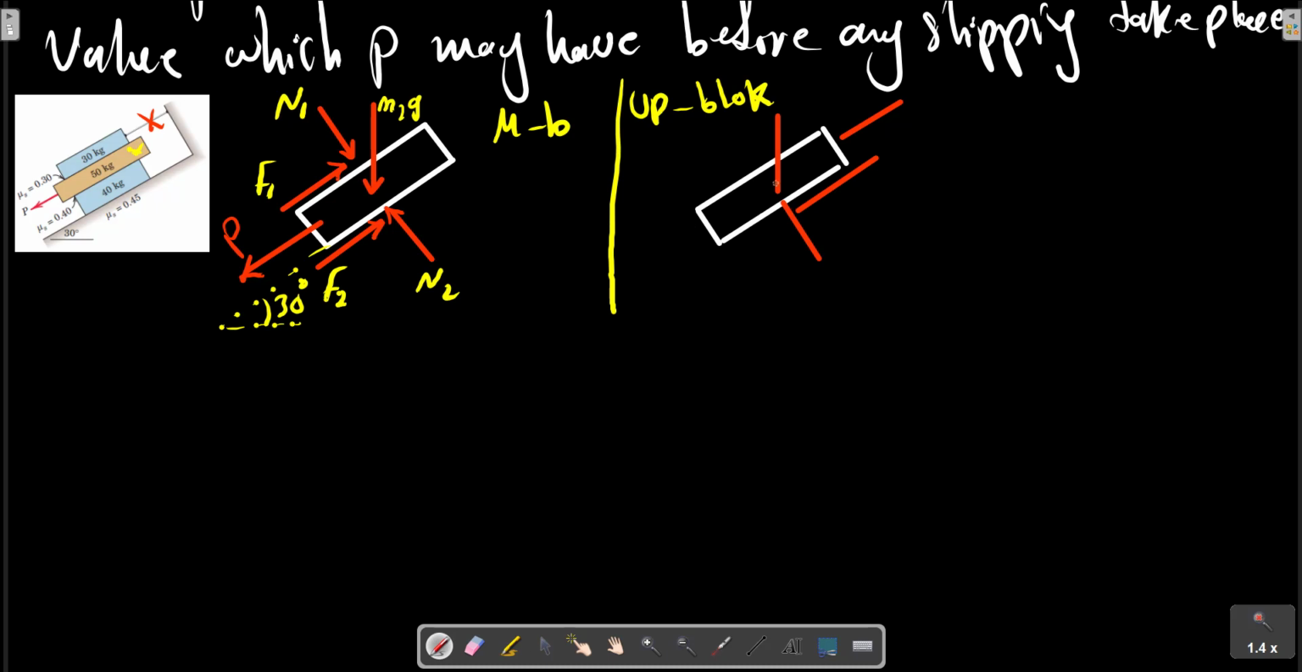Now we have these forces in the upper block: force F1 in this direction, N1, T, and M1G, for the upper block.